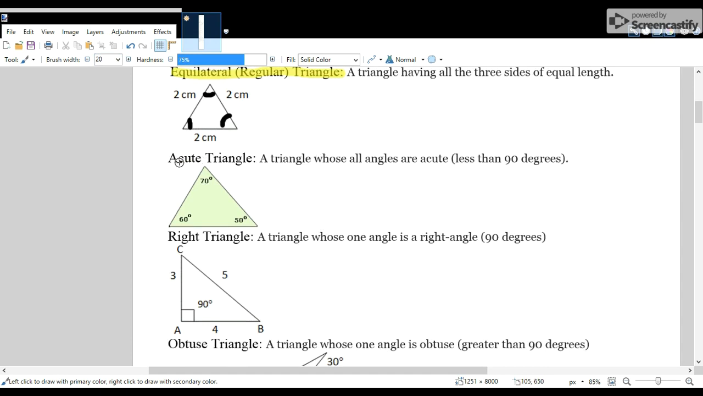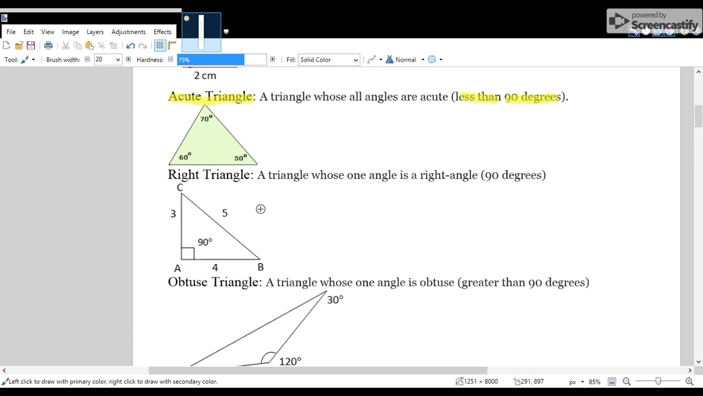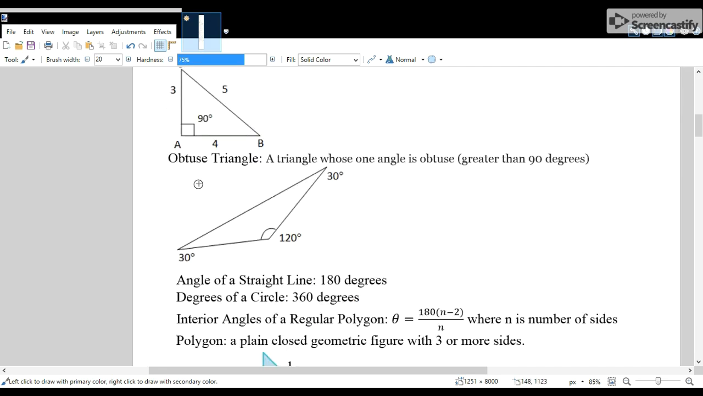An acute triangle is a triangle whose angles are all acute. They're all less than 90 degrees. Here's an example of that. A right triangle is a triangle that has a right angle. Basically, it has a 90-degree angle. An obtuse triangle is a triangle that has an angle that's obtuse, greater than 90 degrees, such as 120.